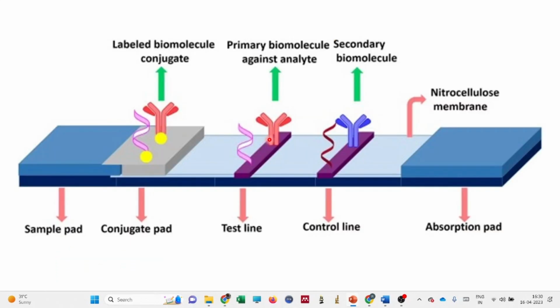This is what happens in a pregnancy test. A biosensor is a device which uses biological components such as enzymes, antibodies, or nucleic acids to detect the presence or concentration of a particular molecule in a sample. In the case of the pregnancy test, the biological component is an antibody that recognizes the presence of human chorionic gonadotropin, HCG, a hormone that is produced by the placenta after a fertilized egg implants in the uterus.